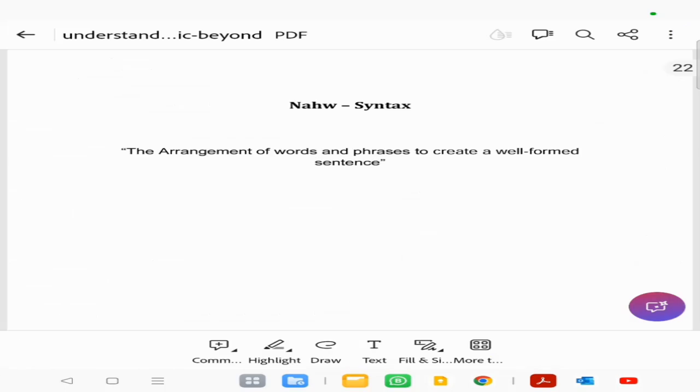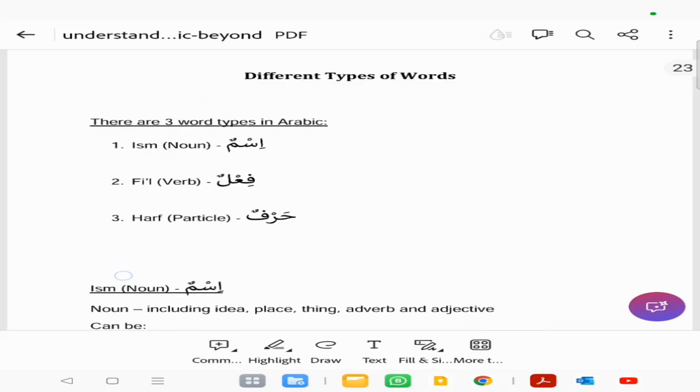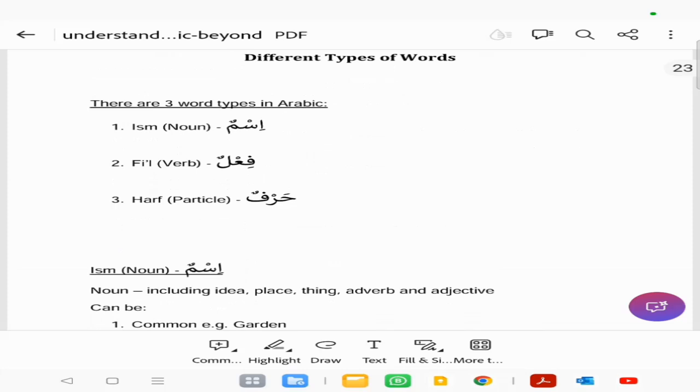So nahu, or in English is called syntax. This is the arrangement of words and phrases to create a well-formed sentence. So to understand nahu is vital when it comes to forming sentences. So there's different types of words. So there are three word types in Arabic.